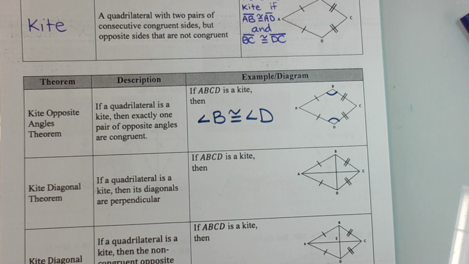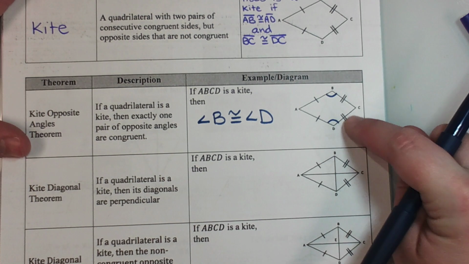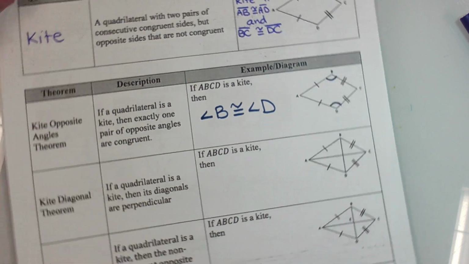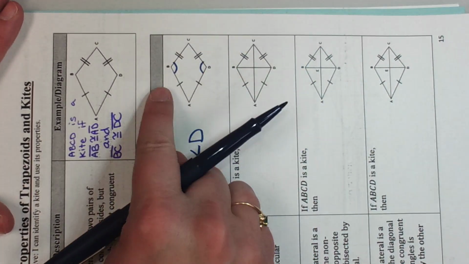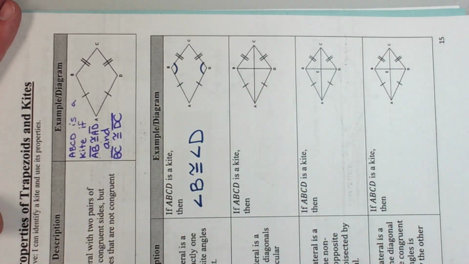Now keep in mind that kites can be spun around, so it's not always going to be the top angle and the bottom angle. You specifically want to look for those congruent symbols. If it's pictured like this, where both congruent sides are on top and on bottom, then it's the angles left and right.